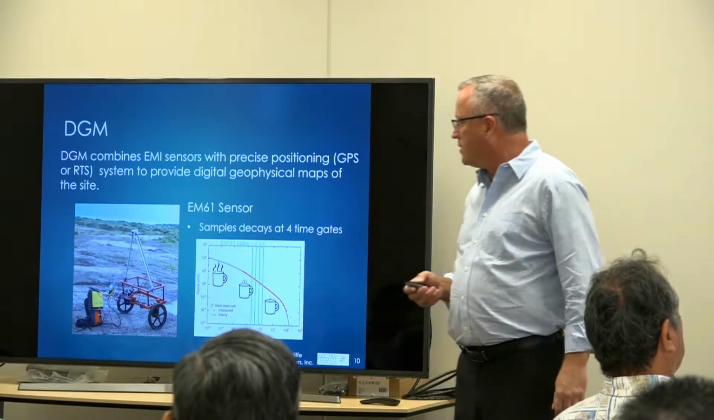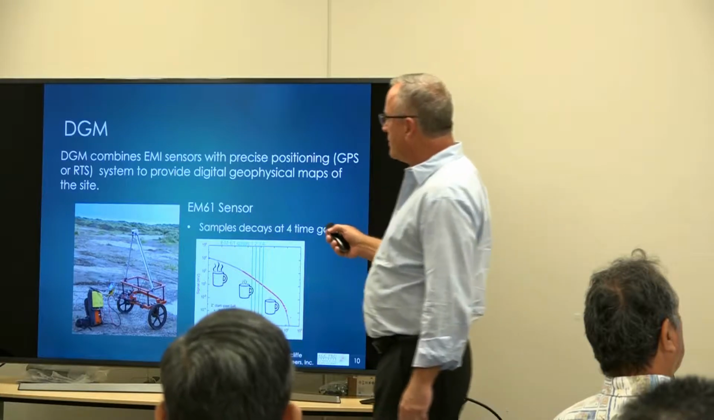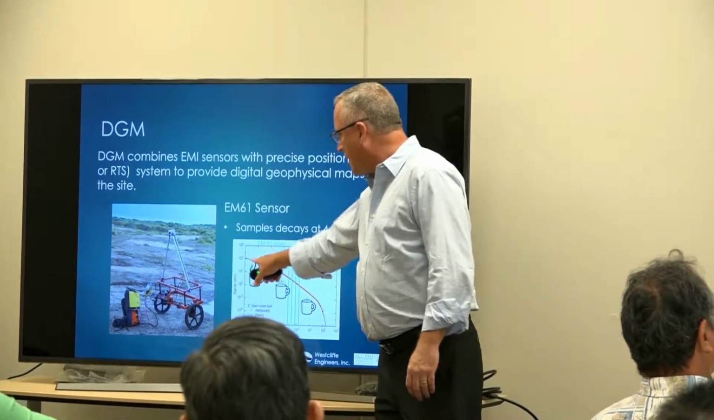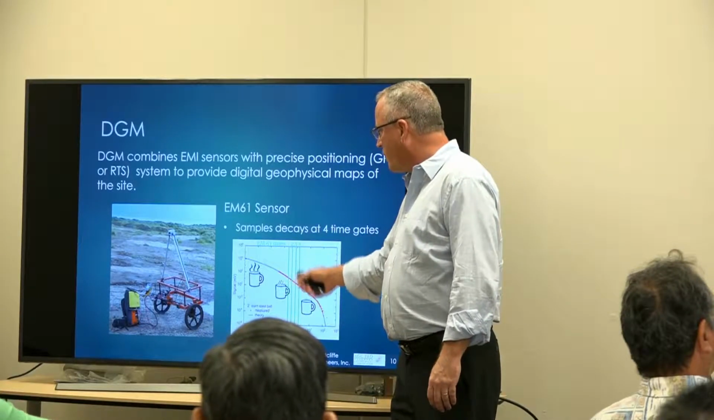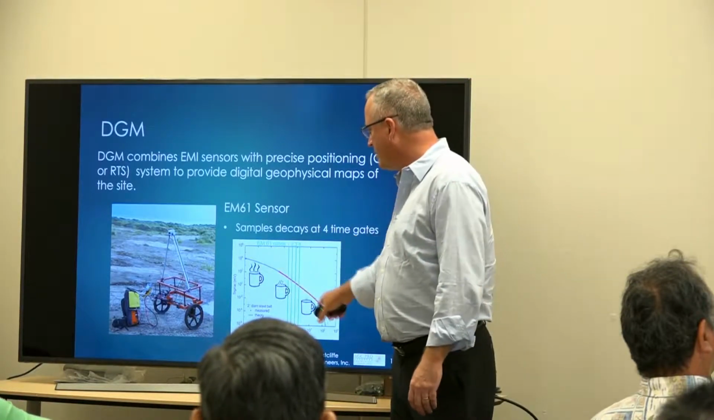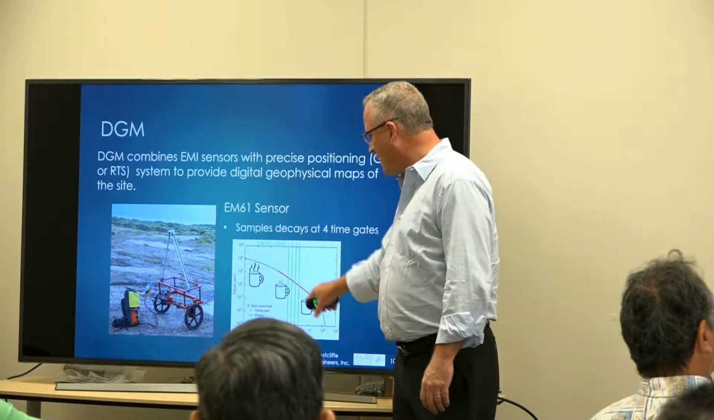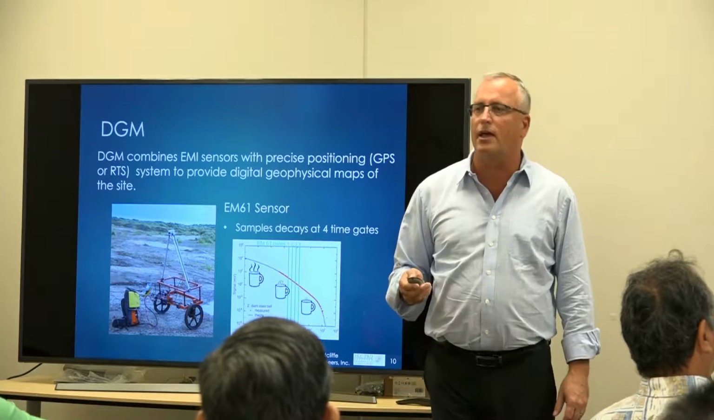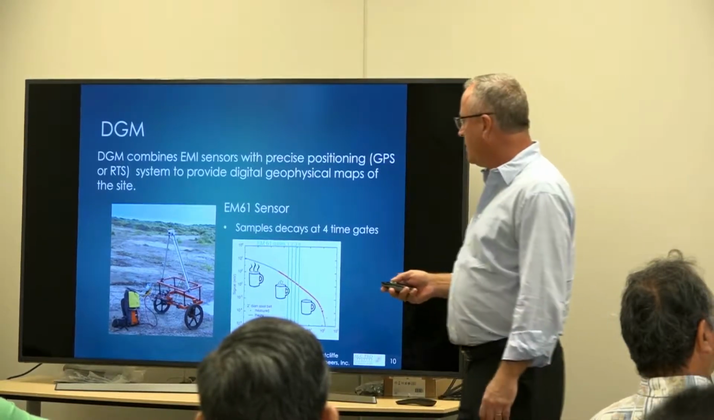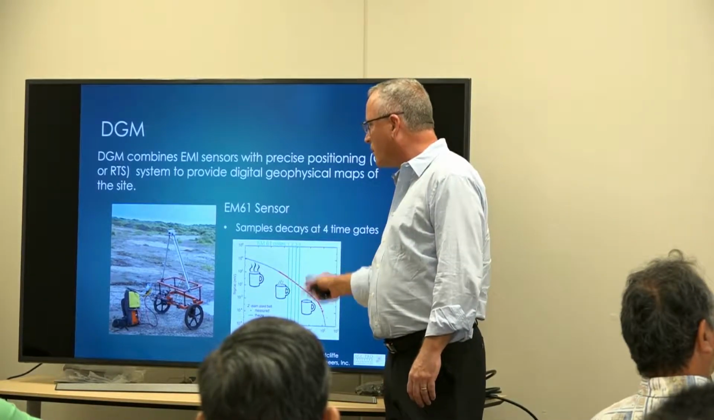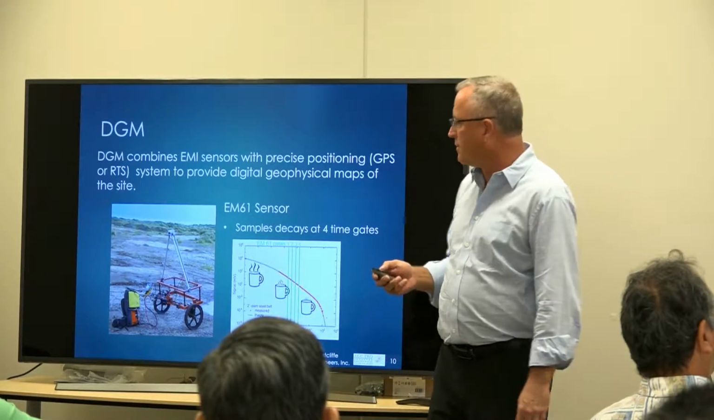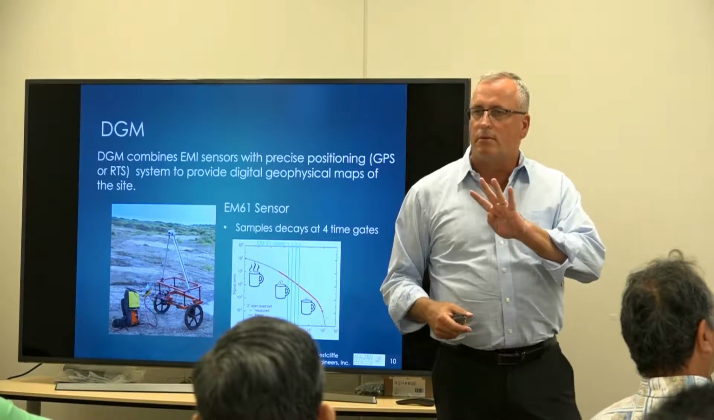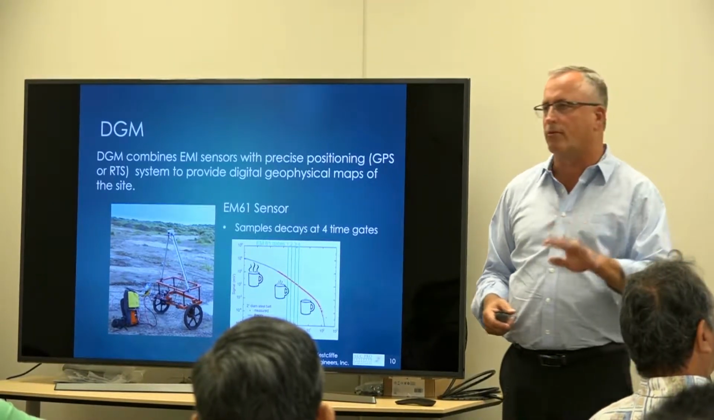So, going to digital geophysical mapping, this is a typical sensor, the EM61 sensor, where it measures the decay at 4 discrete points. And you can see where these decays are. The red part on this little image is where we're measuring decay with our advanced sensors. And the EM61, these green lines are where we're measuring with the EM61 sensor. So for every measurement, you'll get 4, they call them time gates. You'll get measurements of 4 time gates.